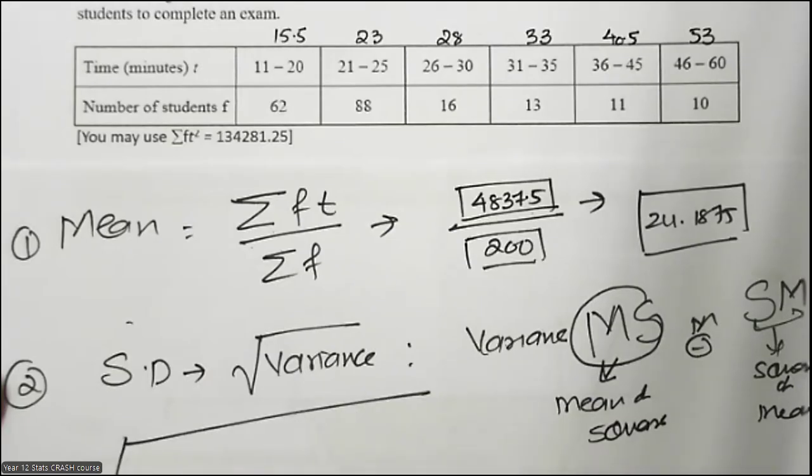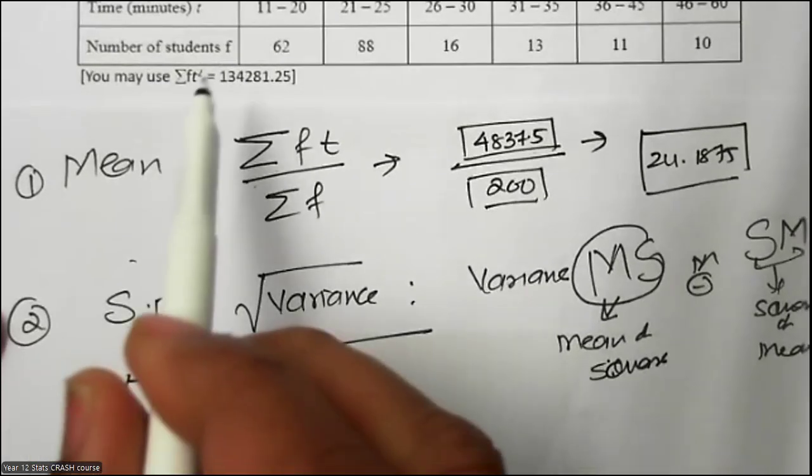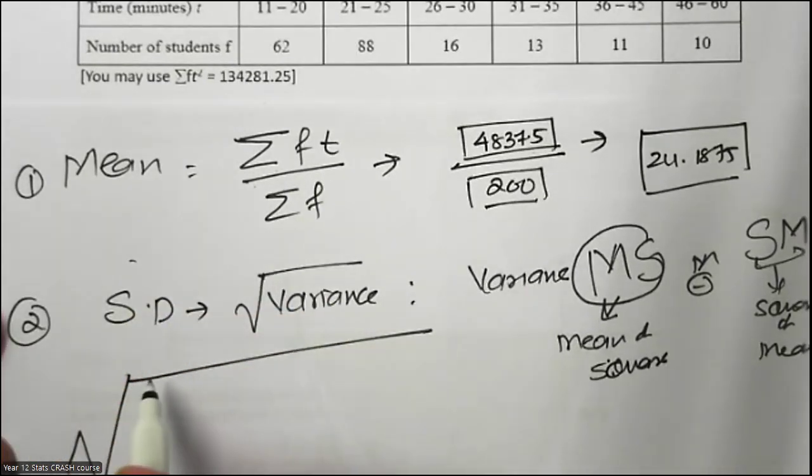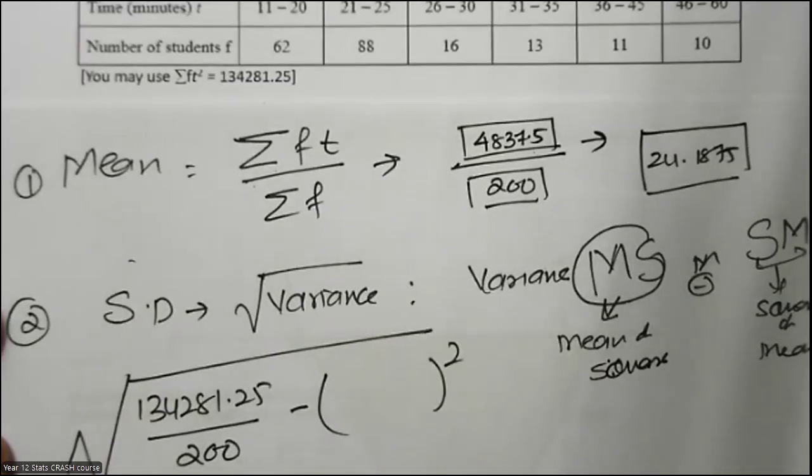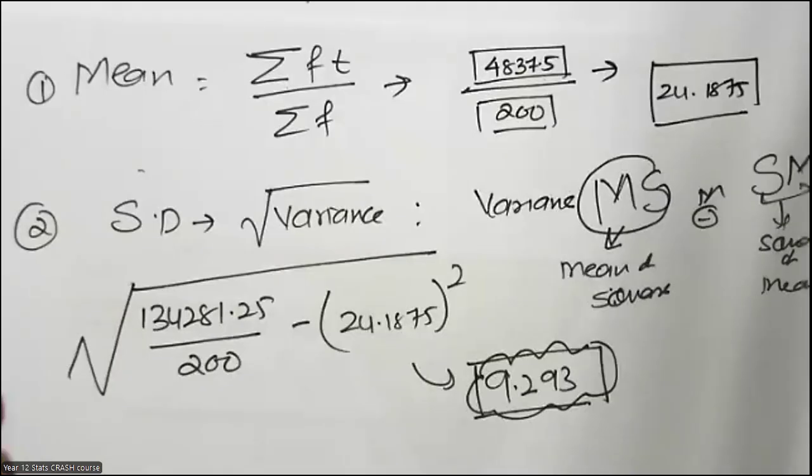Luckily, you have this part, the total of squares, given to you. You can see that here. That is 134,281.25 over 200. That's the mean of squares. Take away the square of the mean, and we put that in the calculator to get the answer. And the answer comes out like this. And obviously, we use the mean which we found in part A. Okay, that's how we find mean and standard deviation, with the calculator by typing in the data, and without it, using the formulas.